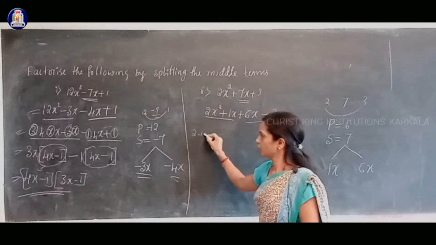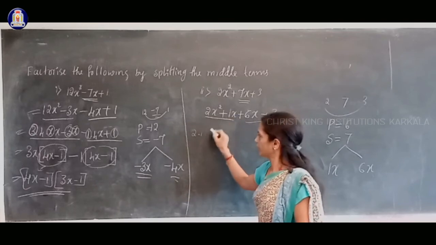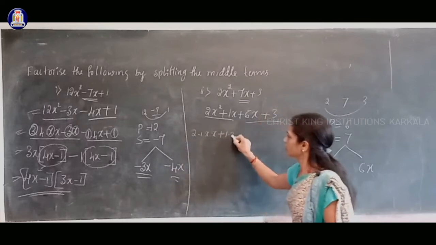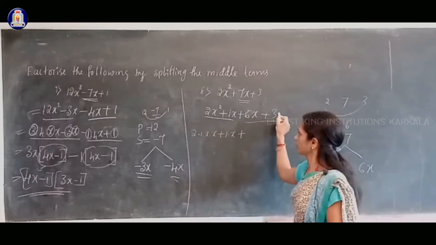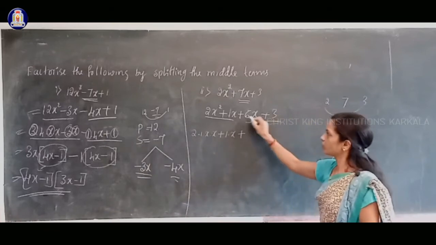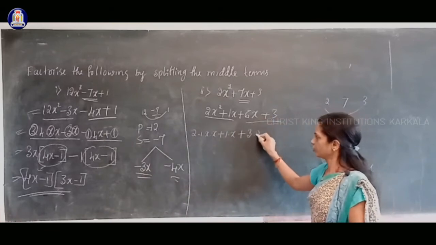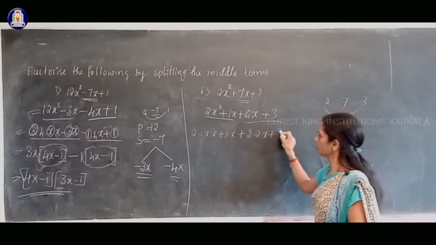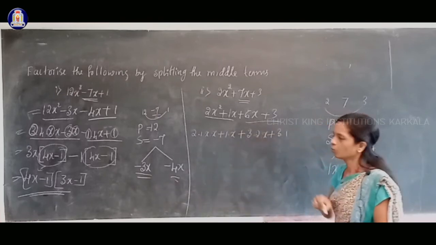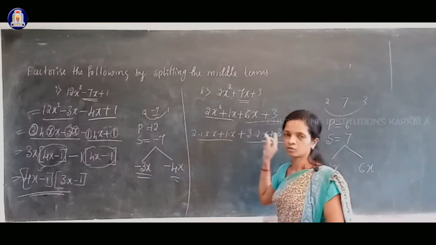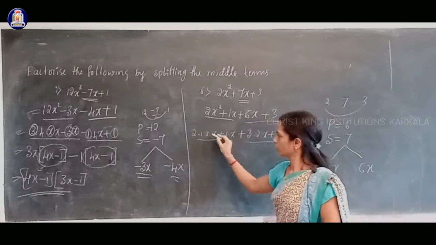So, write 2 in terms of 1, 2 into 1, and x square as x into x plus 1x as 1 into x plus 6x and 3. In these two numbers 3 is smaller. So, write 6 in terms of 3, 3 into 2 into x plus 3 as 3 into 1, okay. And group is like this, first group, second group, and now you take common out.